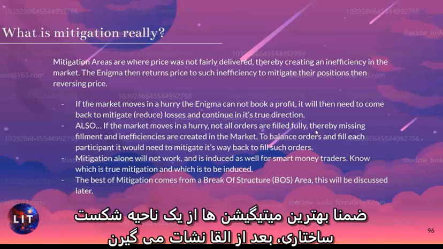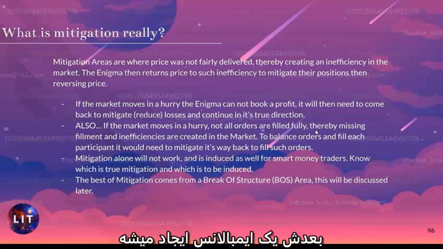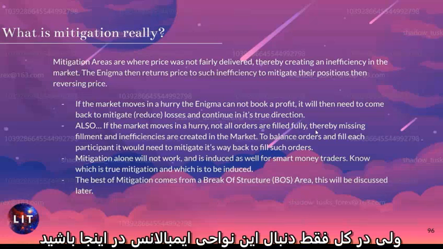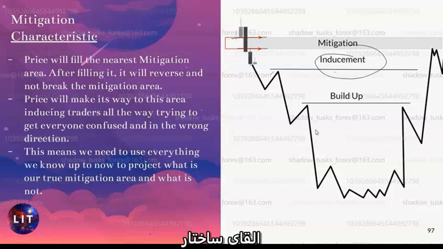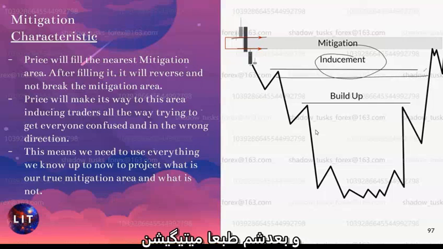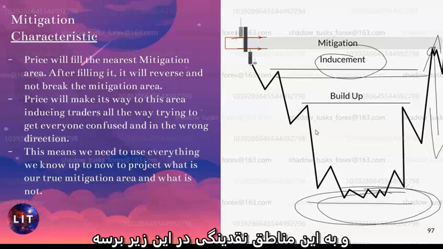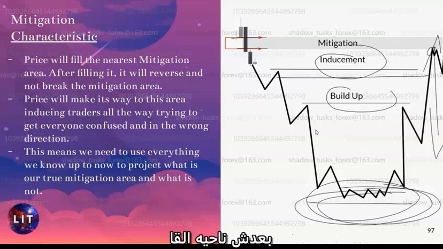Okay? And again, the best mitigations come from a break of structure area after an inducement. So if you have an inducement, an internal break of structure that creates an imbalance, then price comes back and mitigates that inducement area, perfect. That's the stuff you're looking for. But overall, just look for these imbalance areas in here, an inducement of a structure, maybe a smart money trap in here, and then of course mitigation, and price can go lower and get to these mitigation and liquidity zones below in here. But first, you have a build-up, a minor one, whatever, then an inducement area, then mitigation. Okay?